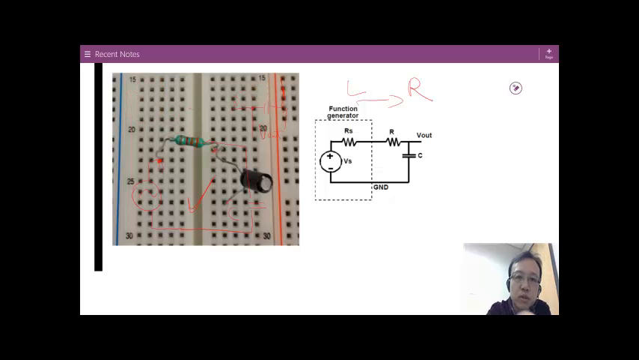If you're still confused about how to use the breadboard and how these holes are all connected together, please let me know. We can talk before the lab or after lab.